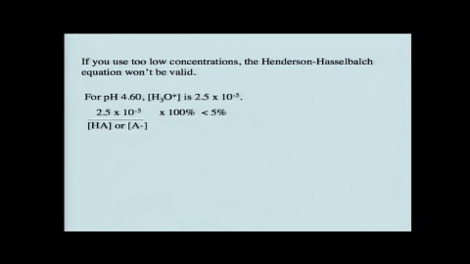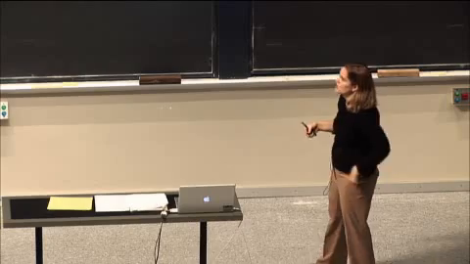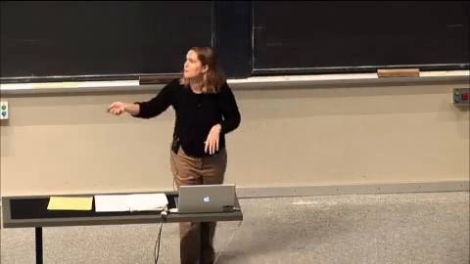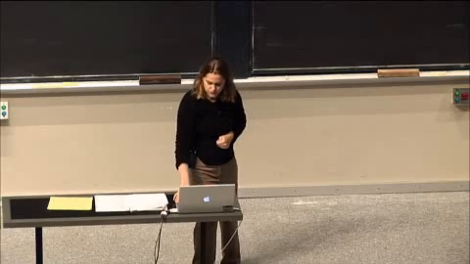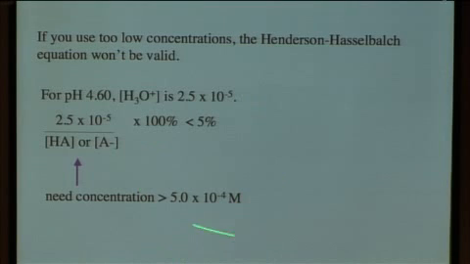So we can go back and calculate the minimum concentrations we need to use for Henderson-Hasselbalch to be valid and meet that 5% rule. So for a pH of 4.6, the hydronium ion concentration is 2.5 times 10 to the minus 5. If we work our equation backwards, we want to be less than 5%. So we have this over the concentration of either one of those times 100% gives you 5%. So the concentrations need to be greater than 5 times 10 to the minus 4 moles, or you won't meet this 5% rule. So they need to be greater than that, and in the right ratio.